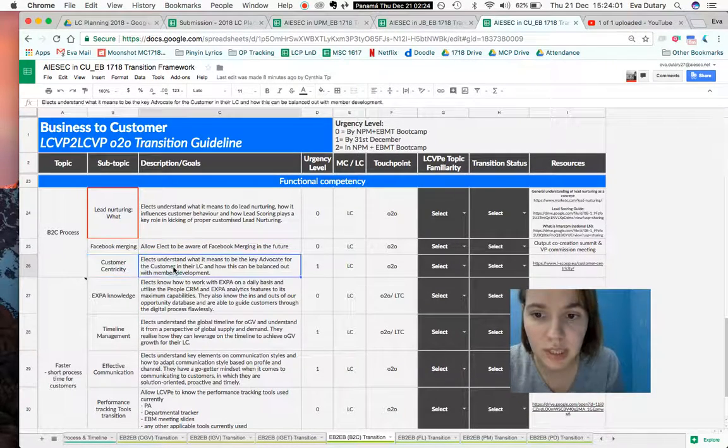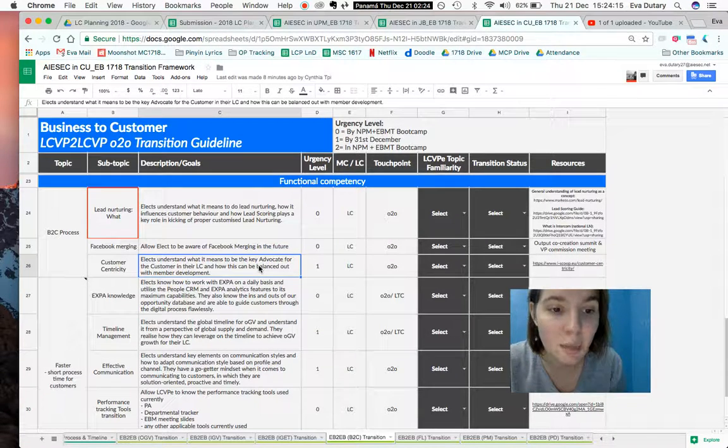For customer centricity, it is important for the elect to understand what it means to be an advocate for the customer in your LC. This is your role as a B2C. Just as PM, for example, needs to advocate for the member, you need to advocate for the customer. Then what does that mean?